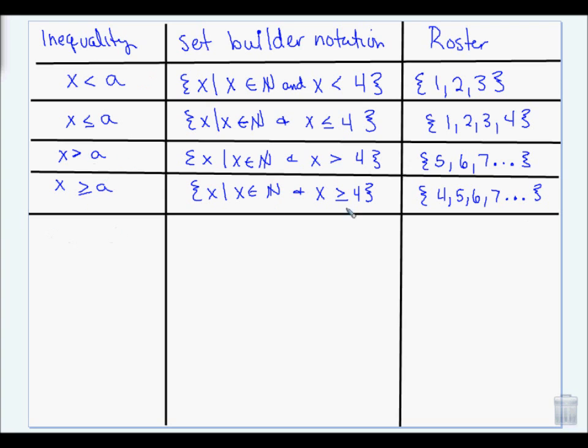These are fairly straightforward, but what about when you have a situation like this? A is less than X is less than B. So maybe 4 is less than X is less than 8. So we don't include the 4. So we have 5, 6, and 7, and we don't include the 8.